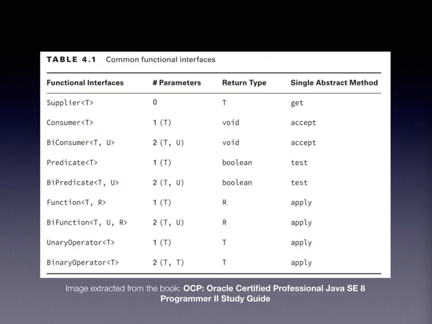This table was taken from the book Oracle Certified Professional Java SE 8 Programmer II Study Guide. As you can see, those are the most important functional interfaces. It is important to note that each one of them has its own particularities, such as the number of parameters they take. Some of them take none, such as the supplier. The return type. Some of them are void, such as the consumer and biconsumer. And the name of the single abstract method. Some of them repeat the name of this method, such as consumer and biconsumer, predicate and bipredicate, and functions and unary and binary operators.